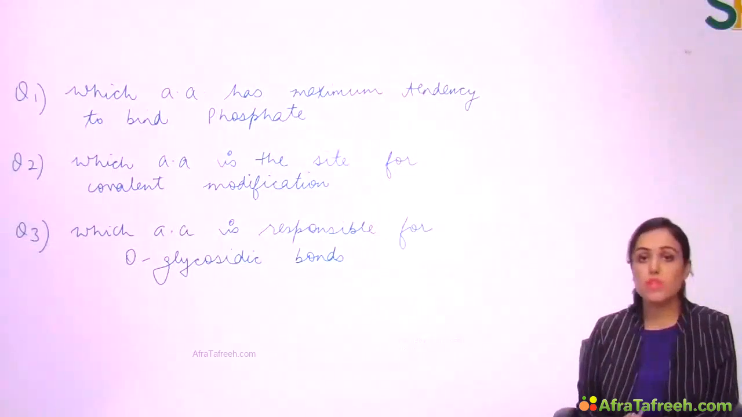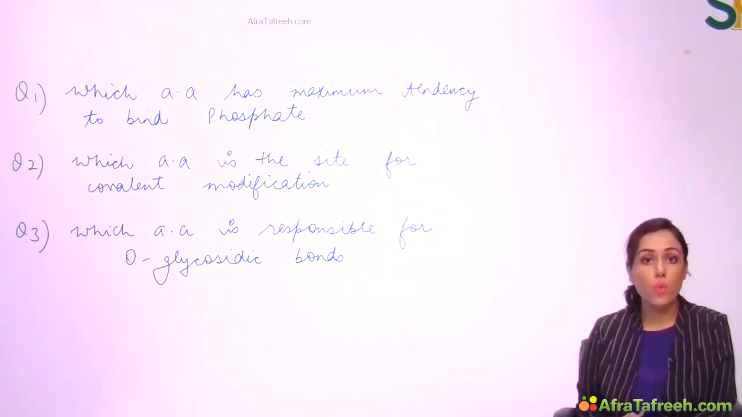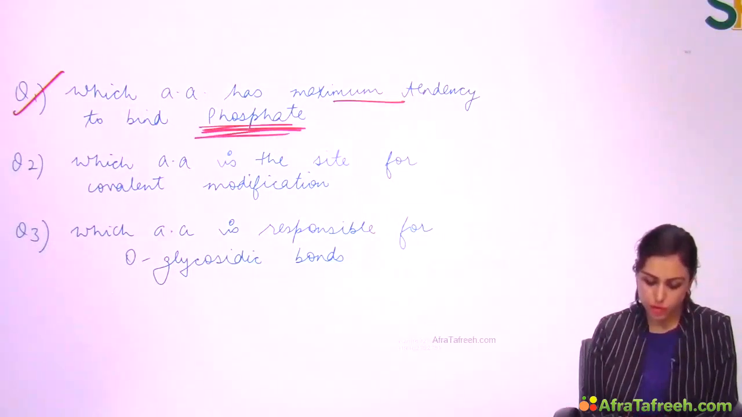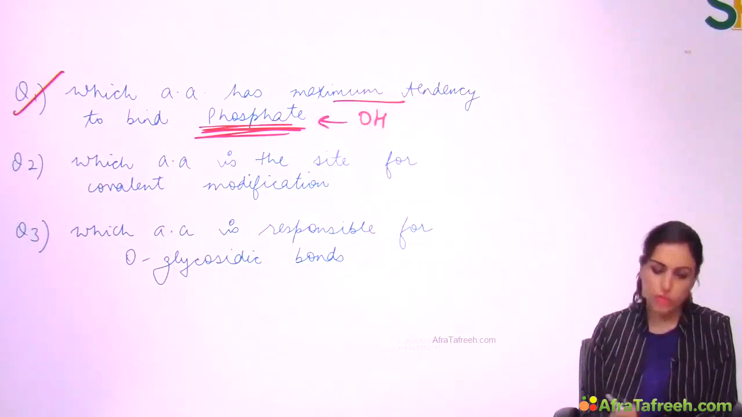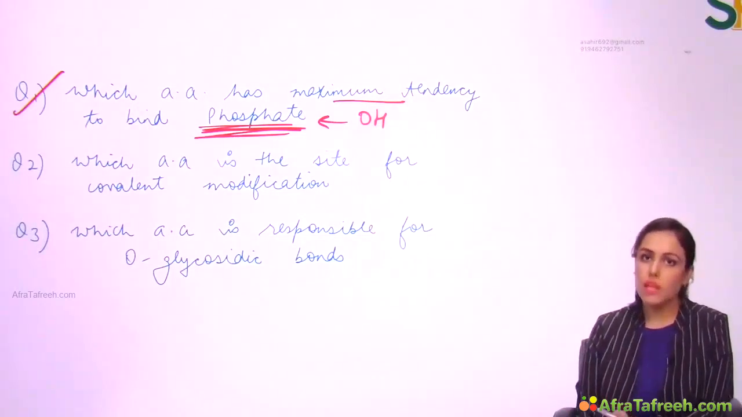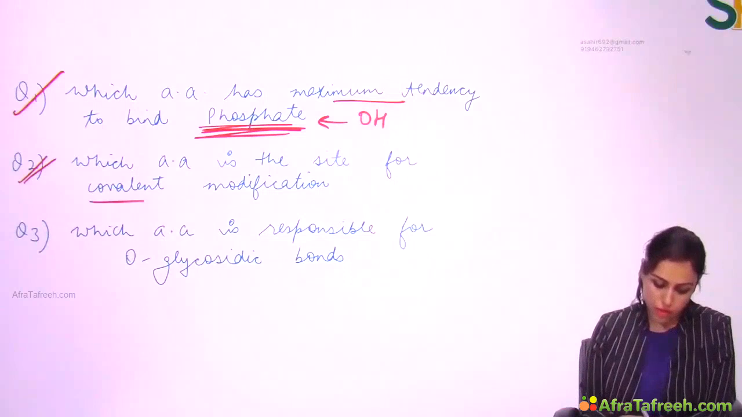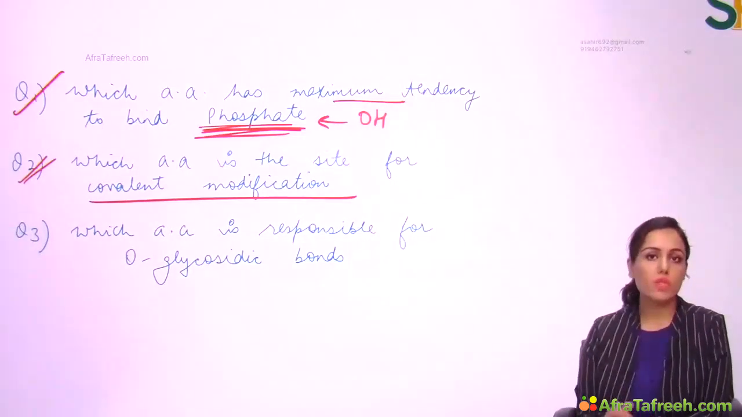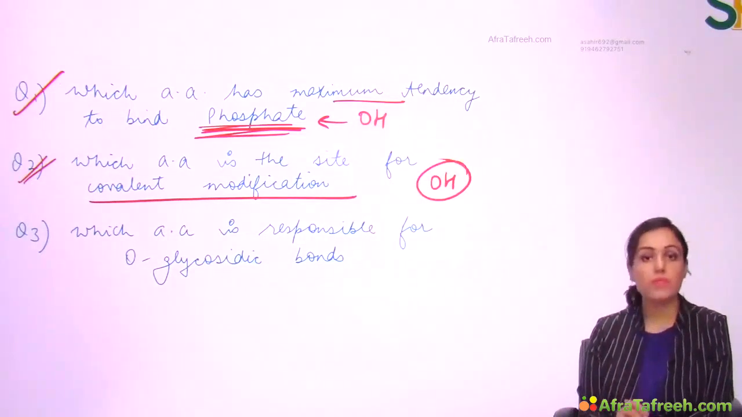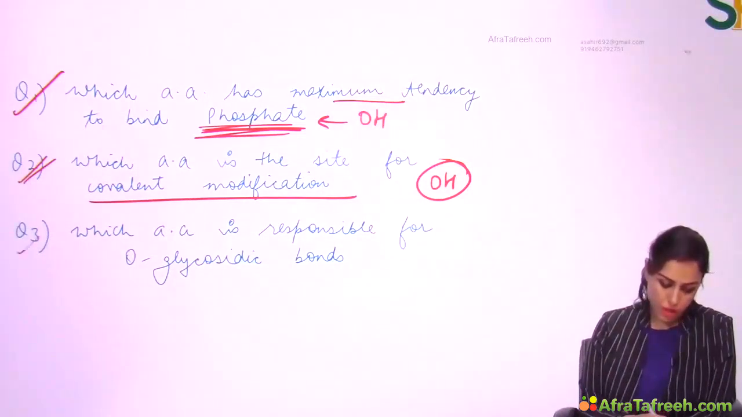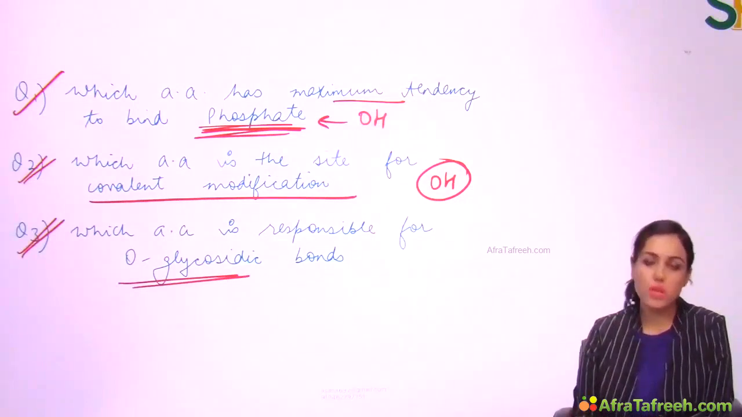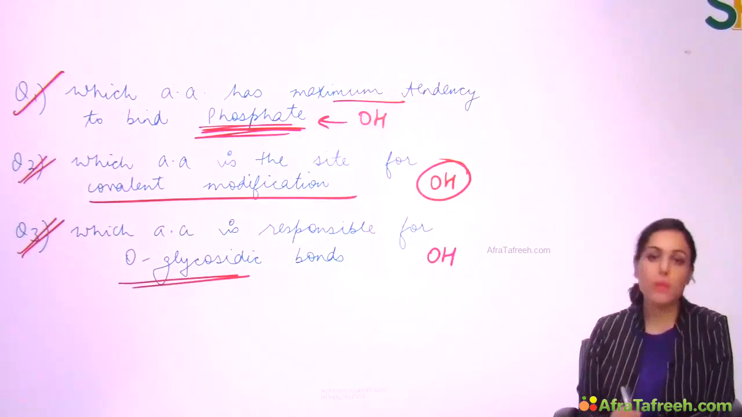Now see these 3 questions, because whenever these 3 questions are asked, your answer is OH containing amino acid. See the first question, which amino acid has maximum tendency to bind phosphate? You know the basic point, OH has tendency for phosphate or phosphate has tendency for OH. So here answer will be OH containing amino acid. Now see the second question, which amino acid is the site for covalent modification? Covalent modification again means phosphorylation and dephosphorylation. So again your answer will be some OH containing amino acid, whichever is given in the option. Next, question number 3, which amino acid is responsible for O glycosidic bond? O means we have to take oxygen, so that oxygen will be taken from OH containing amino acid, right?